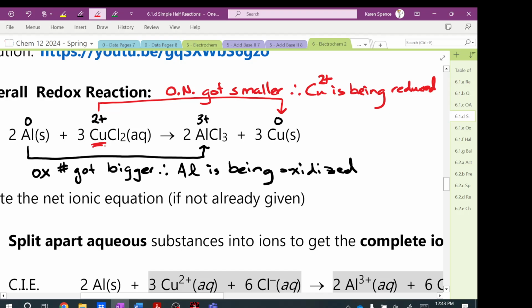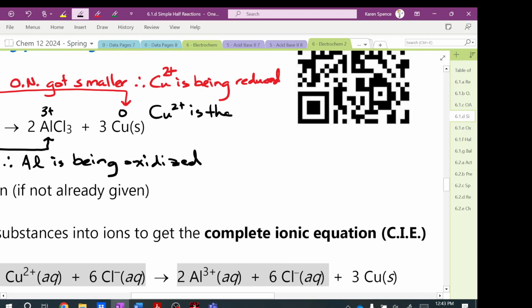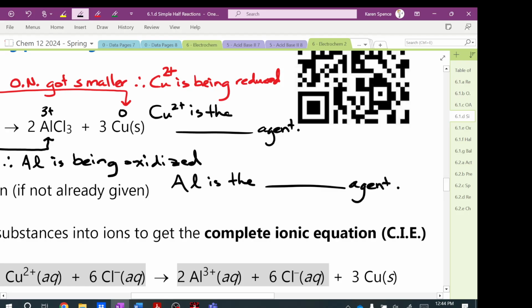And if you had watched the video, I could ask you whether the copper 2+ is the oxidizing agent or the reducing agent, but you'll just have to figure that out on your own. So Cu2+ is the blank agent, and Al is the blank agent. You're going to fill that in after you have watched the video. Okay?